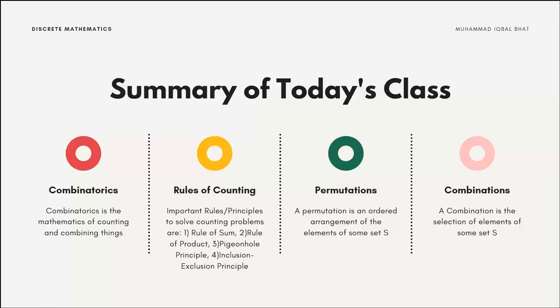And finally, we covered combinations, that is the selection of elements of some set S where order does not matter. So the formula is, the number of combinations of n elements taken r at a time is n factorial divided by (n minus r) factorial into r factorial.